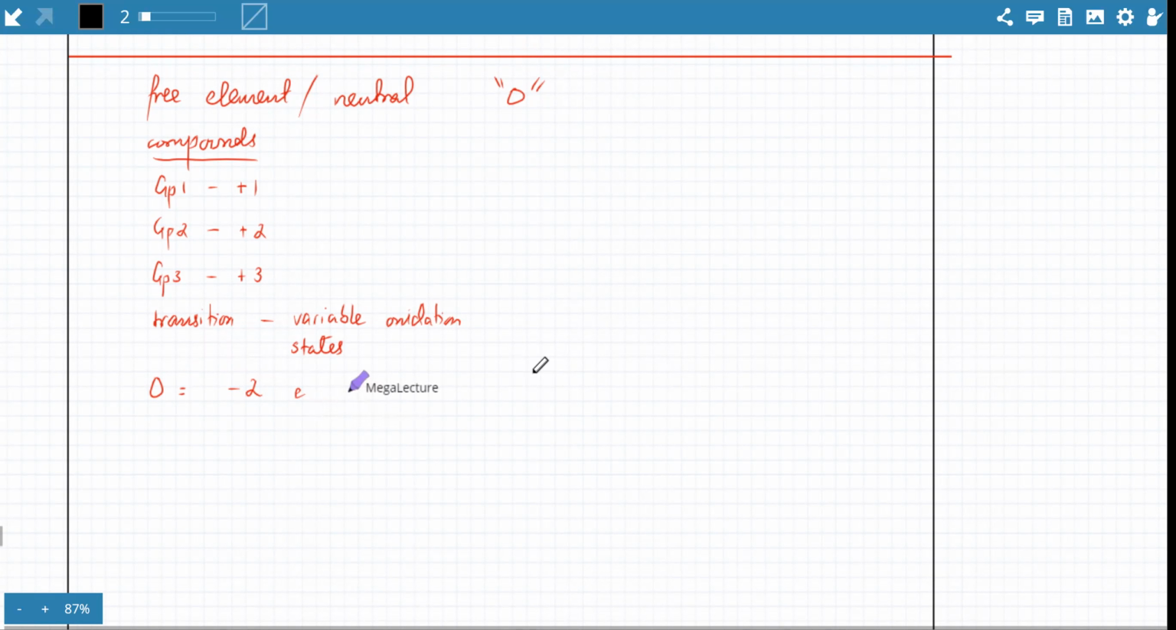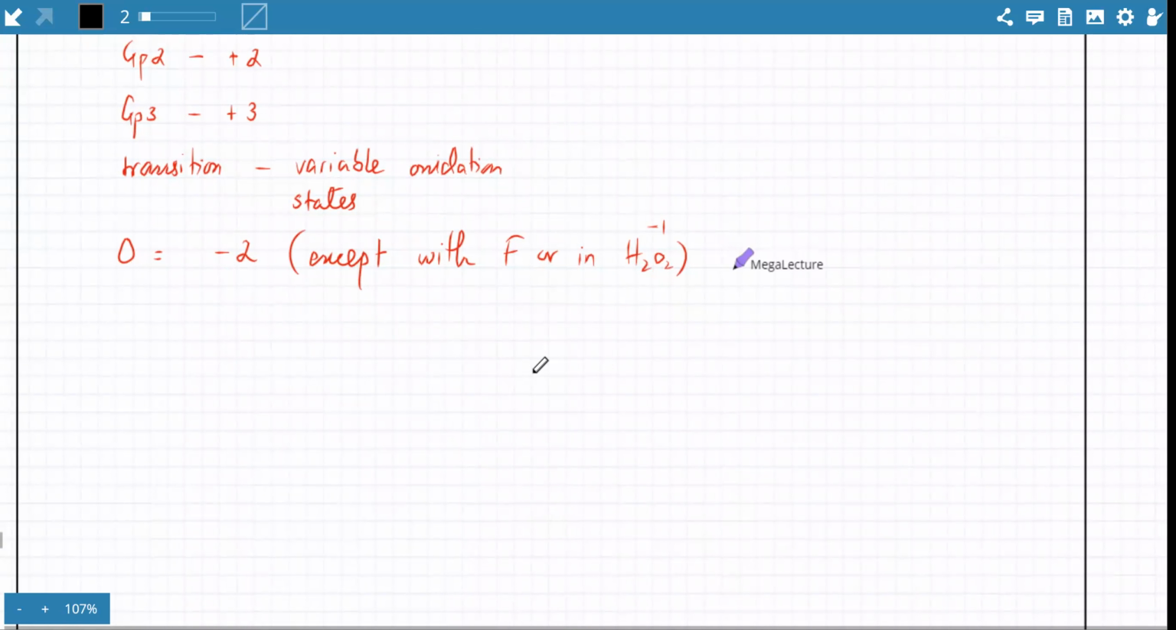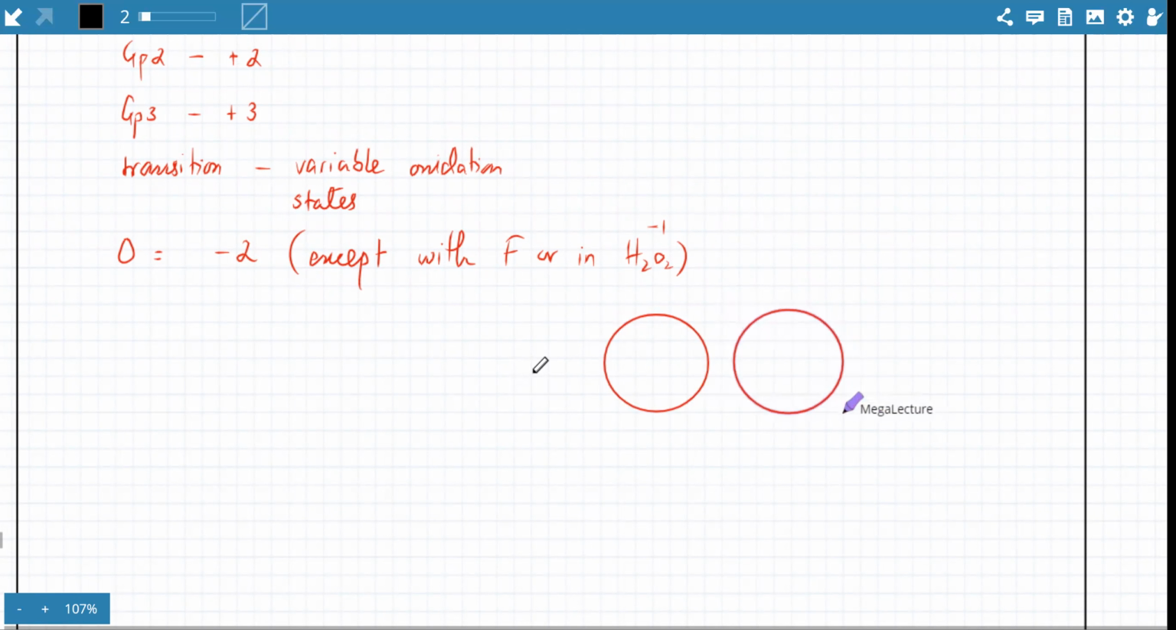So oxygen is -2, but plenty of exceptions. One exception is the one with fluorine. Or there's another one which is H2O2. In H2O2 this is -1 actually, and I can do the H2O2 dot and cross diagram as well, because sometimes they've asked for the H2O2 dot and cross diagrams in some of the questions. So we can go over this as well.